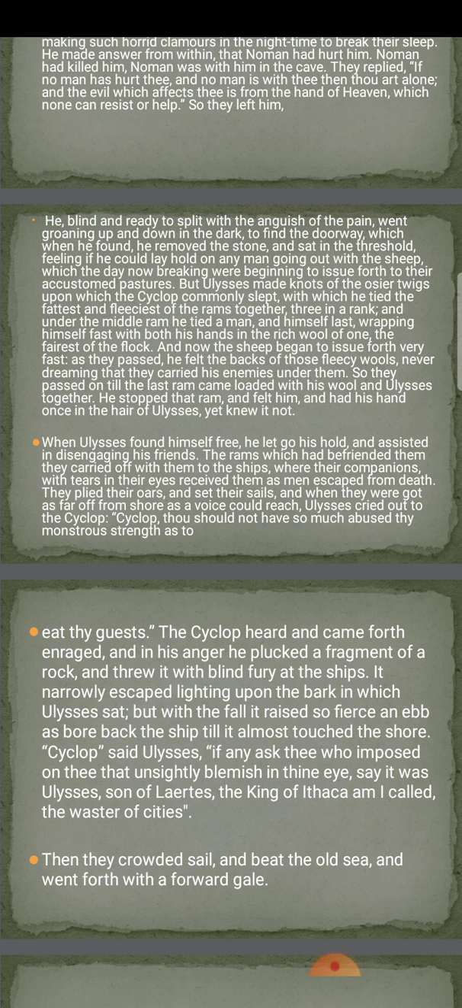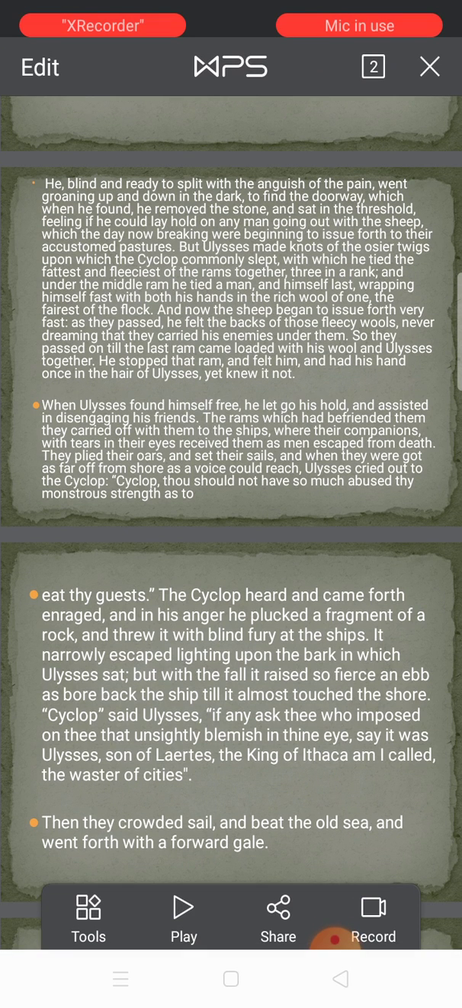Cyclops said, Ulysses, if anyone asks you who imposed on you that unsightly blemish in your eye, if anyone asks who damaged your eye, then say it was Ulysses. Don't say no man. Say that it is Ulysses who damaged my eye. Tell them, I am the son of Laertes, the king of Ithaca, called the waster of cities.